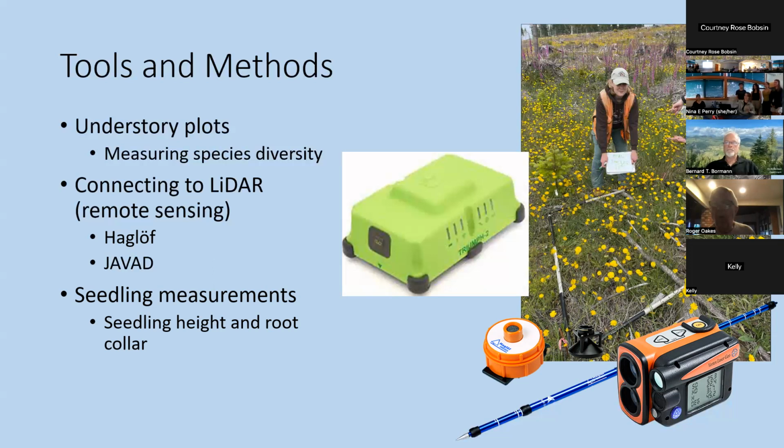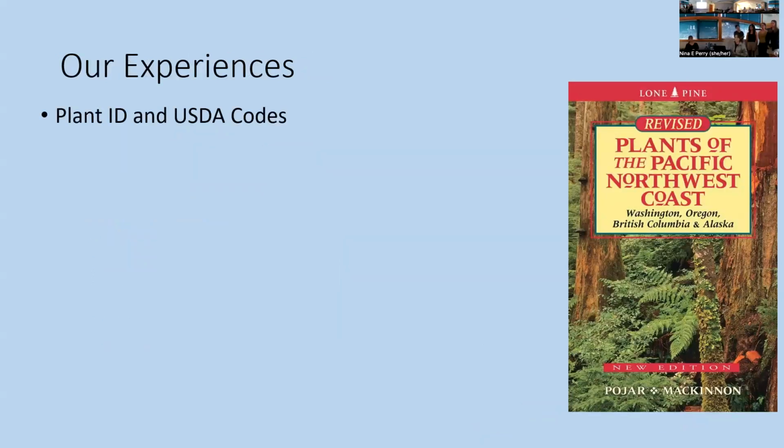Yeah, very tiny. And then in terms of our experiences, this was one of the first studies we participated in as interns. So we were getting used to identifying a lot of the plants on the peninsula. We regularly used a Pojar, as we call it, or just a guidebook. And also getting used to calling things by their USDA codes, which is the first two letters of the genus and the first two letters of the species put together.